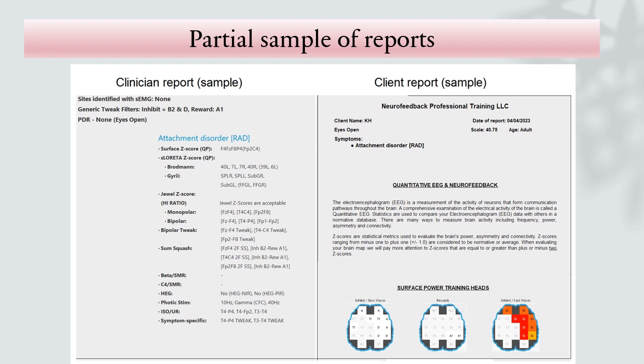If you're doing a two-channel sum squash, notice the sum squash is a two filter design with a reward and an inhibit. But if there is no suggested reward, then it will be a one filter sum squash. There are also recommendations as far as using beta SMR is concerned, or just C4 SMR. HEG, PIR, and NIR are commented on. Photic stim suggestions, ISF, or low frequency training suggestions. And the symptom specific means this is what is often done for that particular disorder. It's not based on data, it's based on common practice.